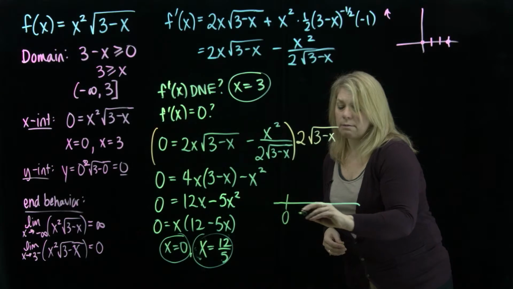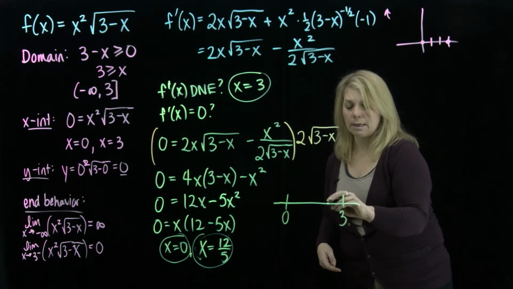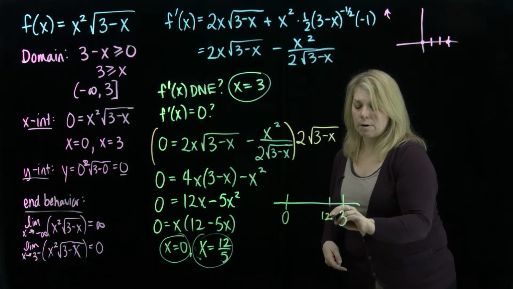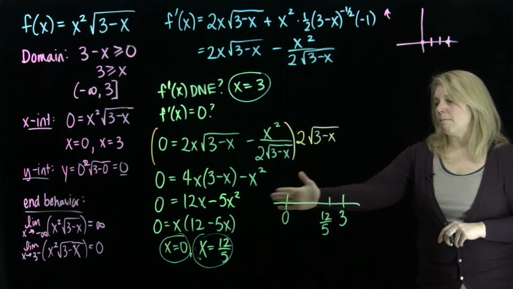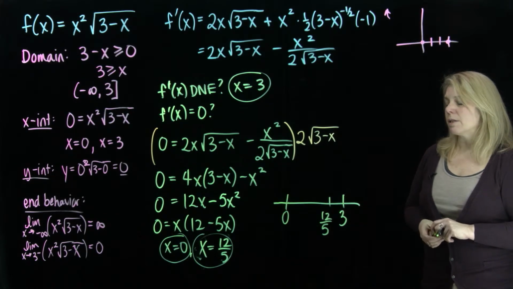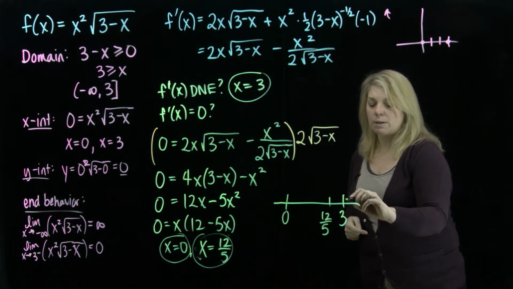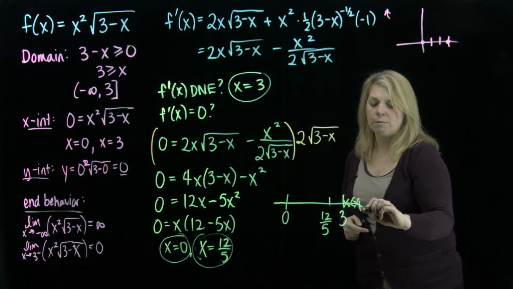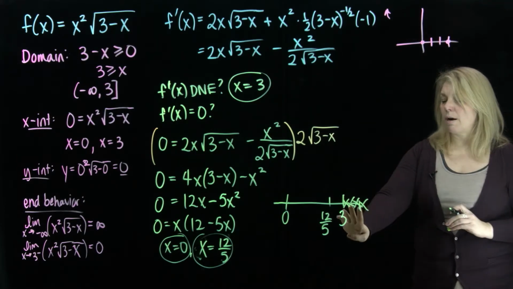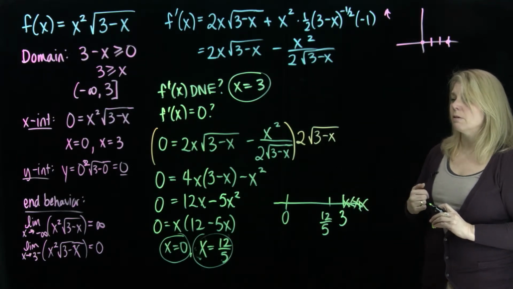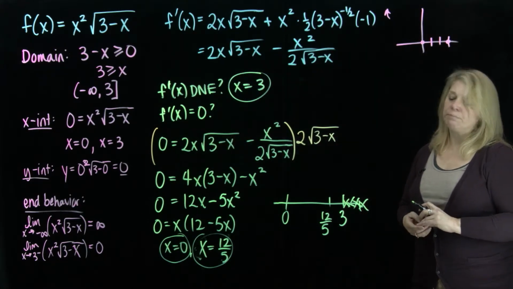So x equals 0, and then x equals 3, and then x equals 12 fifths would be somewhere over here. You don't need to make that necessarily to scale, but you want to think about them in order from smallest to largest. Because I have a domain restriction on this problem, I'm going to also add some stuff here to my number line just to remind myself that this part over here we want to ignore. This part over here where we are right of x equals 3 is not even in the domain of the function, so I don't need to do anything with that.